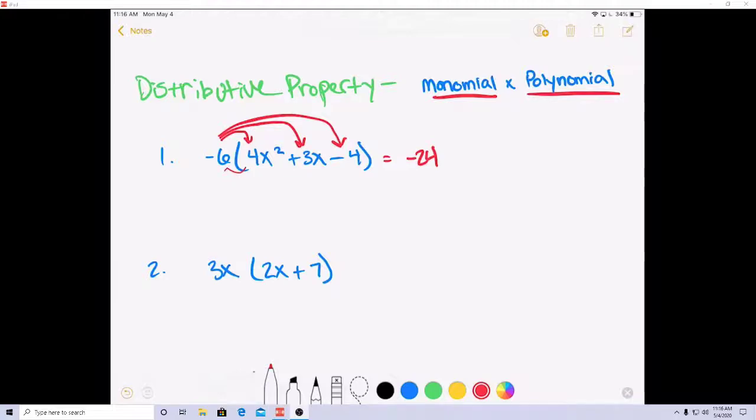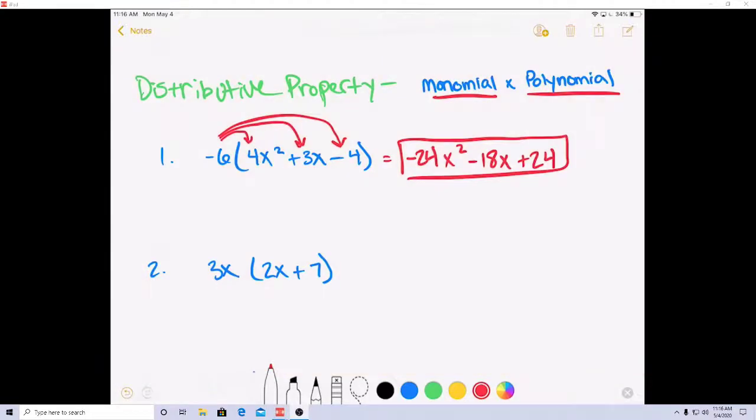This -6 doesn't have a variable with it, right? So the x squared just tags along. So it becomes -24x squared. And then I do the same thing with the middle term. I do -6 times 3x. Again, -6 times 3 is -18. And that x is not getting multiplied by another variable, so he's staying an x. And then at the end of the problem, it's -6 times -4, which is a +24.